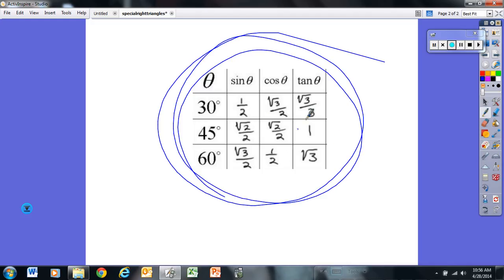And don't just memorize the way the table looks. I really want you to memorize that the sine of 30 is a half, cosine of 30 is root 3 over 2, tangent of 30 is root 3 over 3, sine of 45 is root 2 over 2. This will help you immensely moving forward into the rest of trig. You have to know these 9 things.